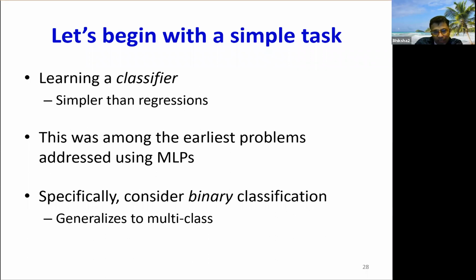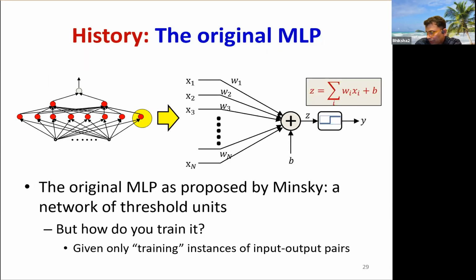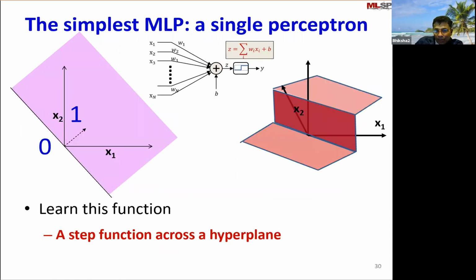So let's start with the original multilayer perceptron, proposed by Minsky, which is a network of threshold units. We'll see how to train this network using only a set of training instances of input-output pairs. Now let's take the simplest MLP, which is just a single perceptron. There is no network; it just has one unit. The perceptron, as we know it, gives us a step function where the output is 0 on one side of the hyperplane and 1 on the other side, and we are trying to learn this step function.